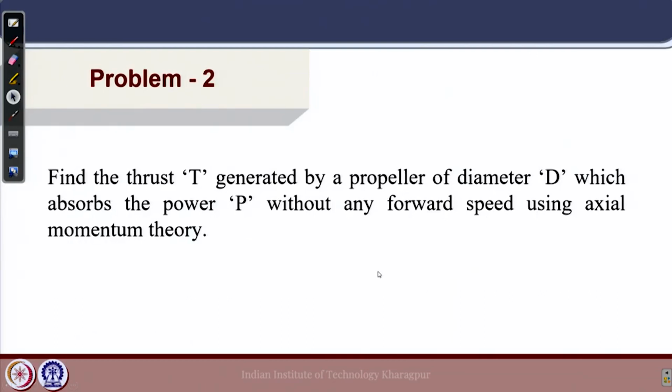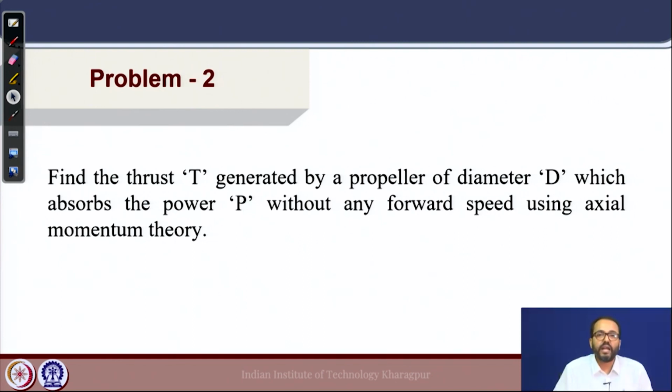Another problem which is slightly different is like this. You have to calculate the thrust generated by a propeller, okay, where the diameter is given and it absorbs a power P without any forward speed using the axial momentum theory. Okay. So, basically the input power is given, or thrust may also be given, whatever, any one of them can be input, and another one you may be asked to calculate, and we are having a propeller of diameter d, and we would want to calculate at the condition where the forward speed is basically 0.